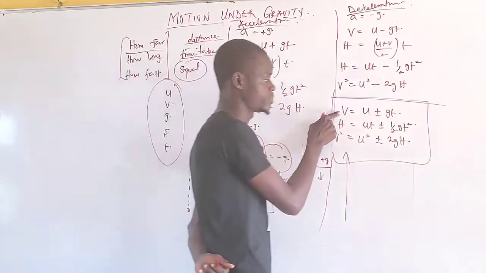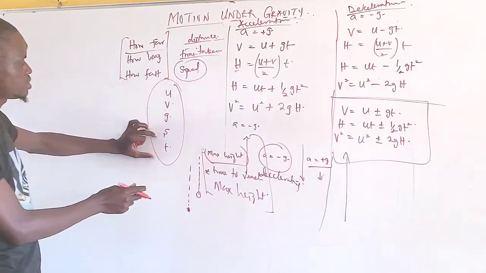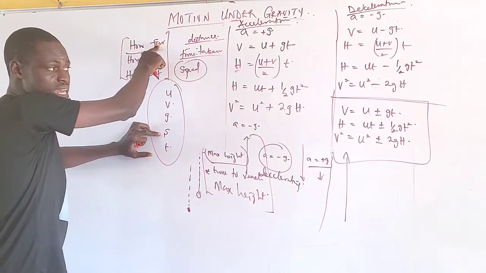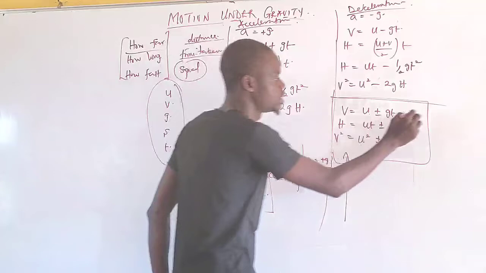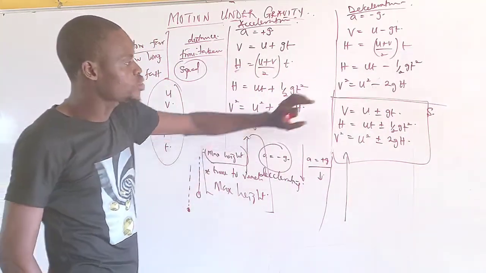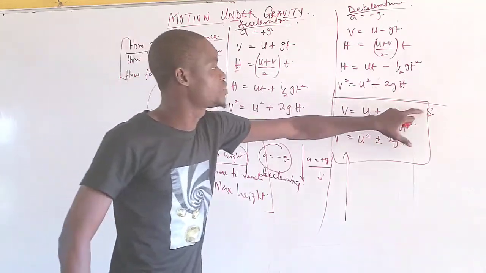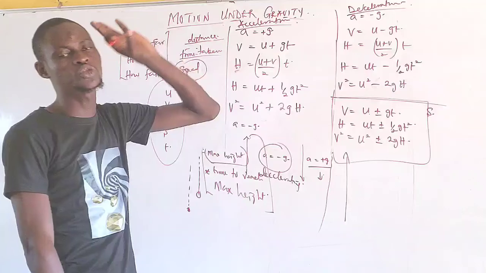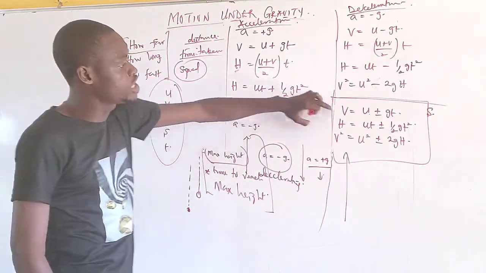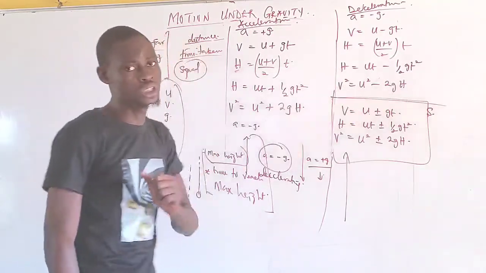Look at equation 1. I have V, U, G, T. Something is missing here: distance, alpha. Are you getting it? It simply means in this equation, distance is missing. Altogether, any question that will require you to use this equation will not have distance in it, and you will not be asked to find the distance. Then the only things that the question will have are V, U, G, T. Altogether, I will tell you how to use this also.